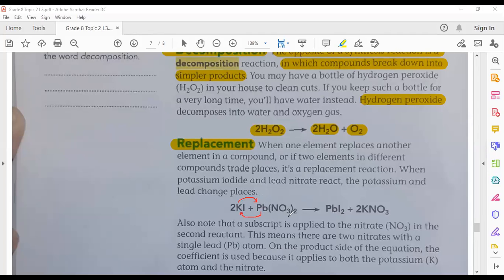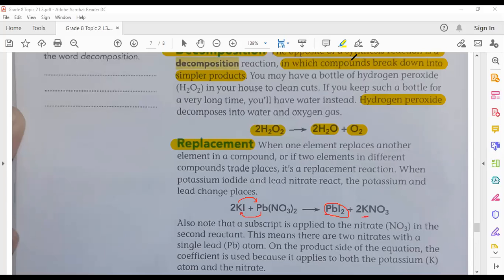There are a lot of replacement reactions in nature. Reactions can be replacement, decomposition, or synthesis. It happens in a lot of examples. Look here. Notice that lead here replaces what? Potassium. And potassium replaces lead. Okay. So this is the replacement reaction.